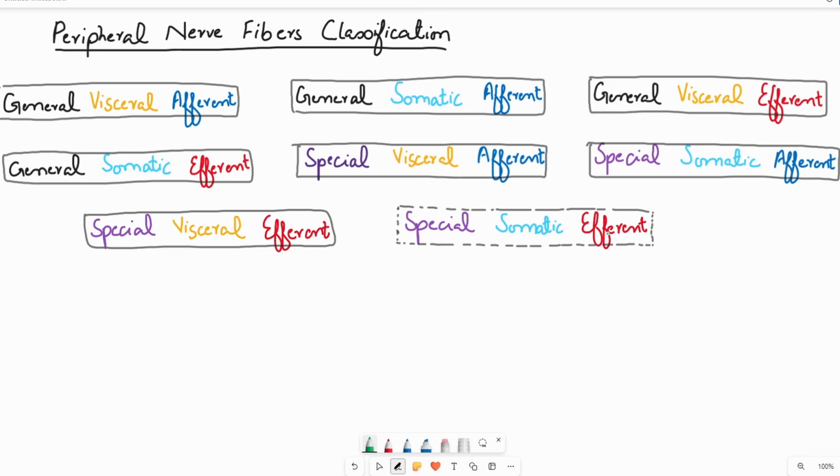You must have encountered these terms while studying neuroanatomy, neurophysiology, and even neuroembryology, but I'm sure you don't know the actual concept of these terms. I know many of you must have crammed that a specific fiber is classified as, let's say, special visceral afferent and so on. But I'm sure many of you do not know the actual meaning, the actual concept of these terms.